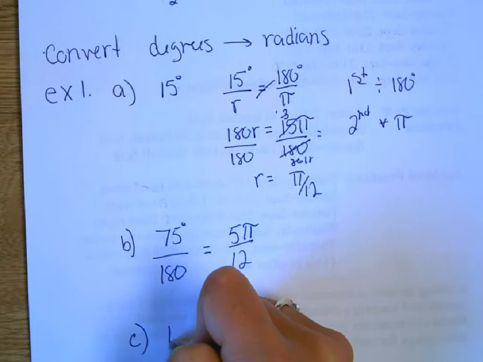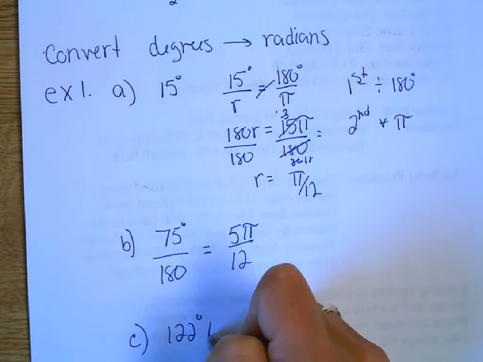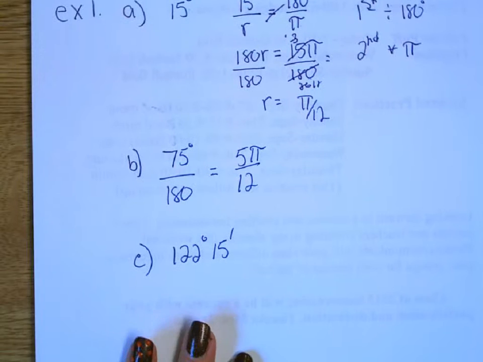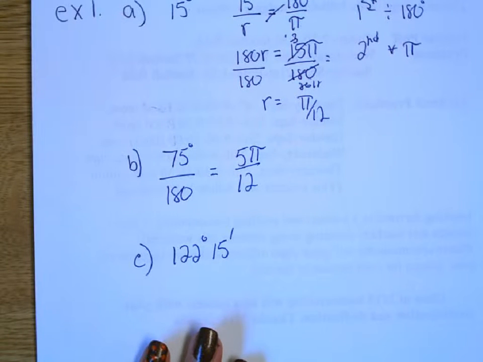And then this one, let's go something ugly, 122 degrees, 15 minutes. We're doing minutes now? I know. Sometimes they'll tell you to do an approximate value. That means multiply the pi in. So we'll do this one both ways so you know what to do. It's the same two steps. I'm going to divide by 180.